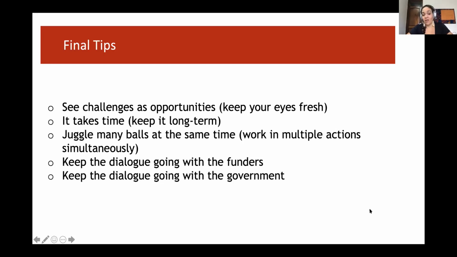Keep the dialogue going with the funders and with the government. So make sure that you keep everyone updated on how things are going, how things are moving. I think that's extremely, extremely important.